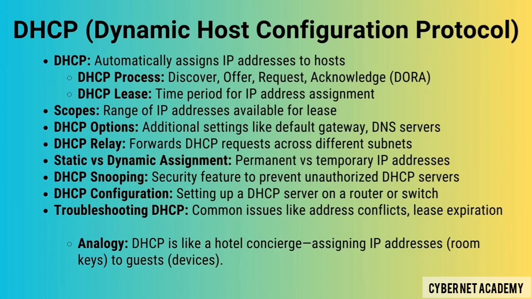DHCP snooping is a security feature that prevents unauthorized DHCP servers from operating on the network. When troubleshooting DHCP, common issues include address conflicts, exhausted scopes, and misconfigured relay agents. Think of DHCP as an automated receptionist, assigning room numbers, IP addresses, to guests' devices as they enter your network hotel.